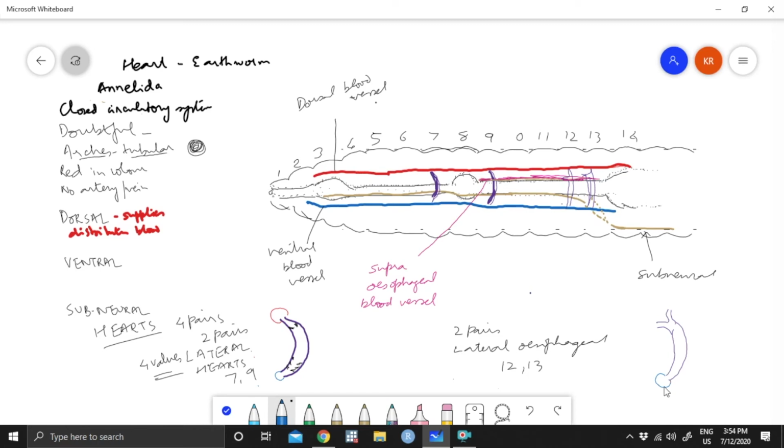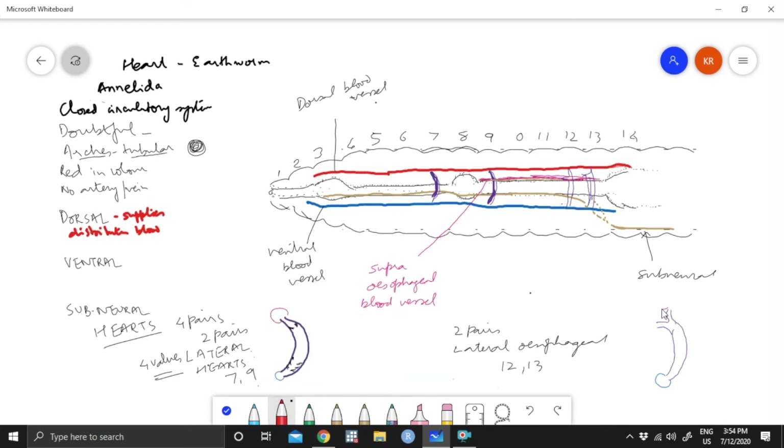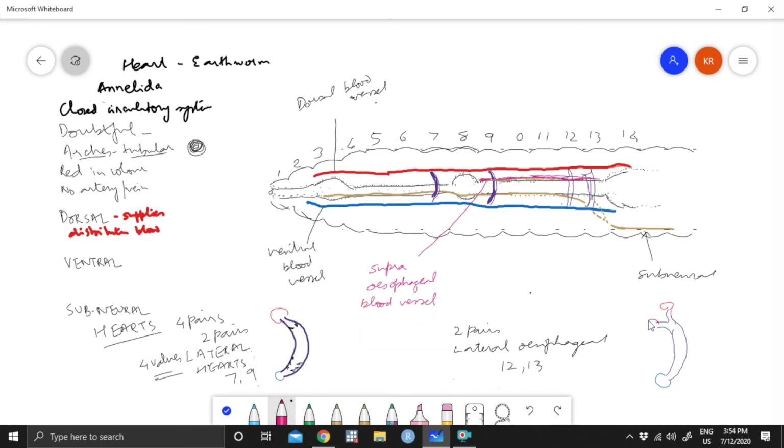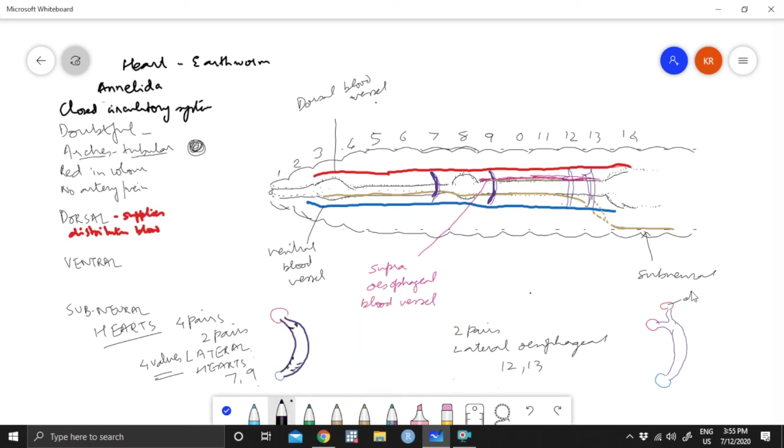This one is the ventral blood vessel. This one is the dorsal blood vessel. And this one is the supraesophageal blood vessel. So take a look once again at this. This is the dorsal blood vessel. This is the supraesophageal blood vessel, and this is the ventral blood vessel, and this is the heart.